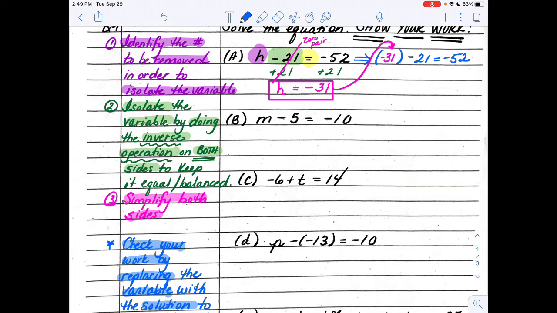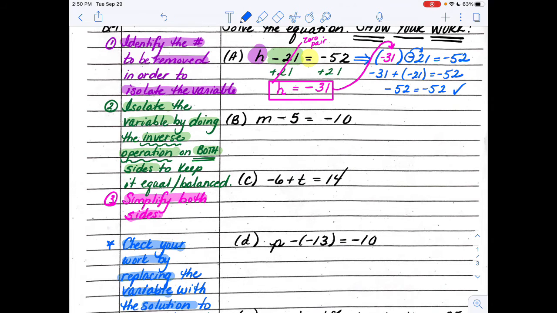Well, when I subtract, I know that's really adding the opposite. So this is negative 31 plus, because I'm going to change that subtracting to adding, negative 21. And I have more negatives than positives, so they're negative. They're on the same side of the number line, so I add. And I get negative 52 is equal to negative 52.